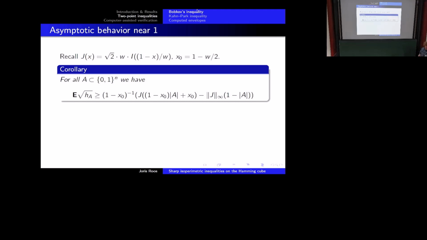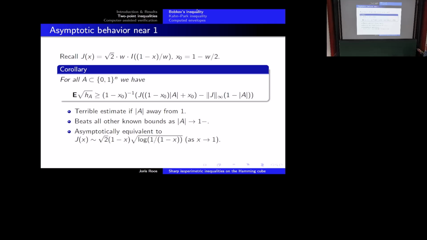This is a mouthful, this doesn't mean anything, right? So let me explain what this means. This is a terrible estimate if A has any volume far away from 1. But as A approaches 1, this is actually the best bound that I'm aware of. So it's better than all the other bounds that came before. And asymptotically, this thing as A goes to 1 is equivalent to some log function with the constant square root of 2. And so there are some questions here.